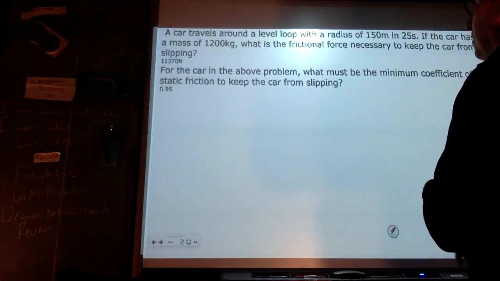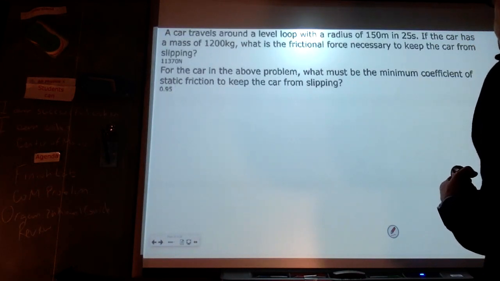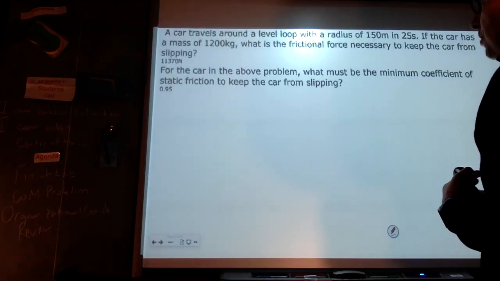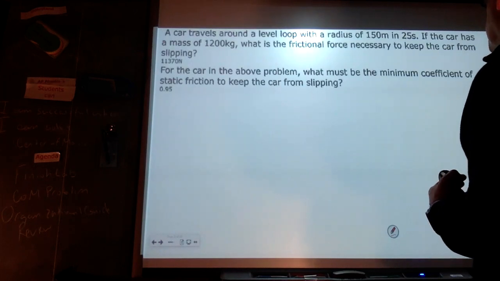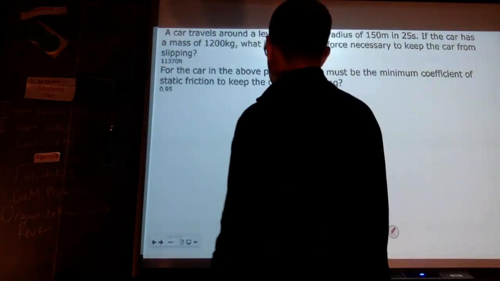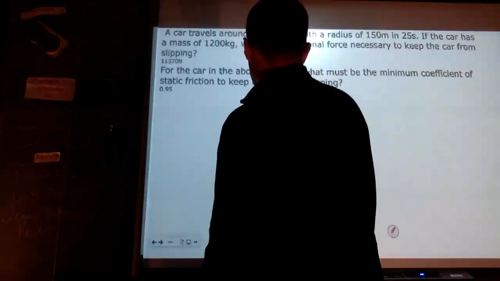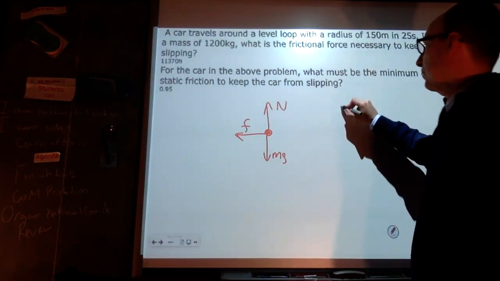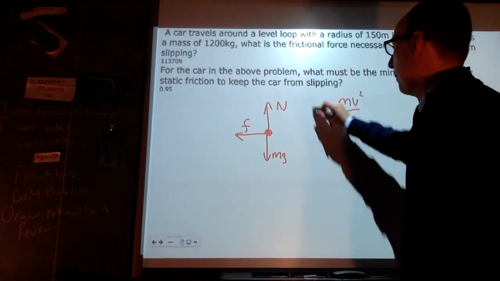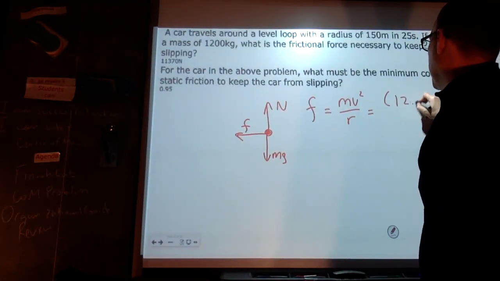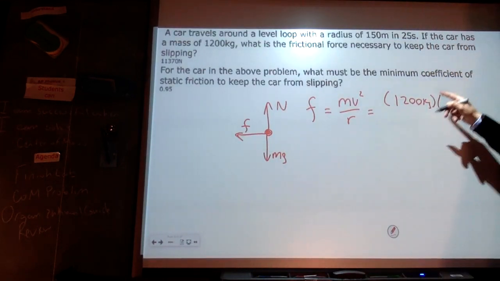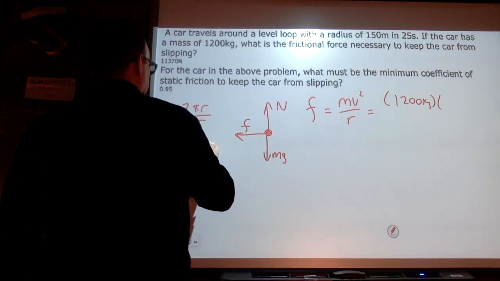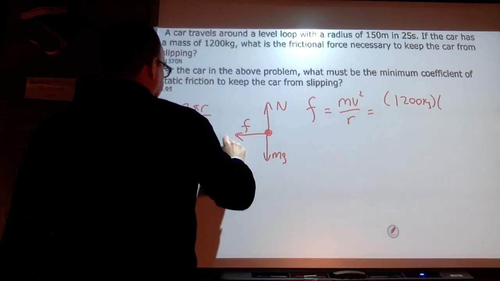A car travels around a level loop with a radius of 150 meters in 25 seconds. If the car has a mass of 1,200 kilograms, what's the frictional force necessary to keep the car from slipping? So as the car goes, the frictional force is going to be our centripetal force, and so I'm going to take 1,200. Oh, I got to get v, right? They give us this in terms of our radius and our time.